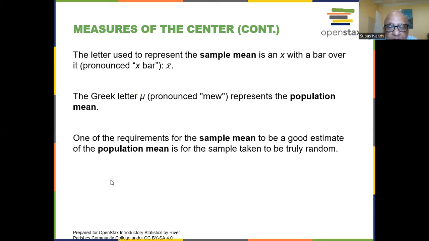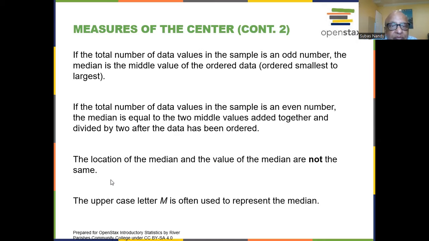One of the requirements for the sample mean to be a good estimate of the population mean is for the sample taken to be truly random. So we need to take a truly random sample from the population so that the sample mean is a good estimate of the population mean.